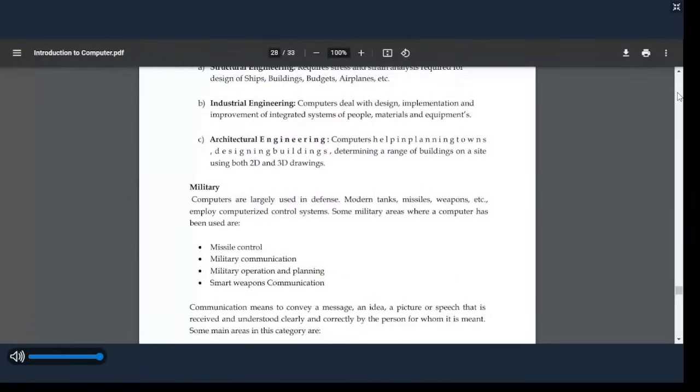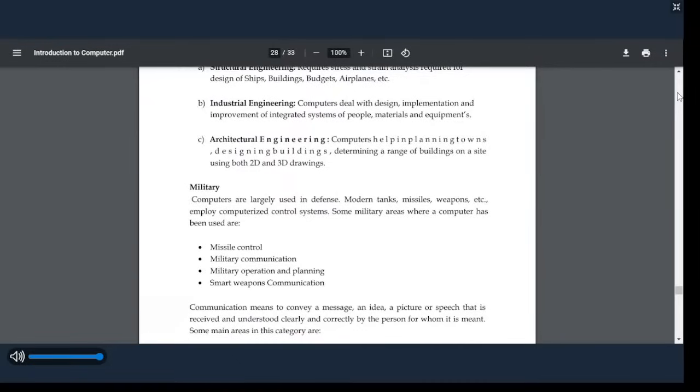Computers are largely used in defense: modern tanks, missiles, weapons. So these days, you can see they are using different types of computers. For example, in military, you just use a computer, you locate the place where the enemies are, and you release a missile from the comfort of a room instead of going there. So these are things that you have seen in movies, and you know that it happens. So you employ computerized control systems in these areas of modern tanks, missiles, and weapons.